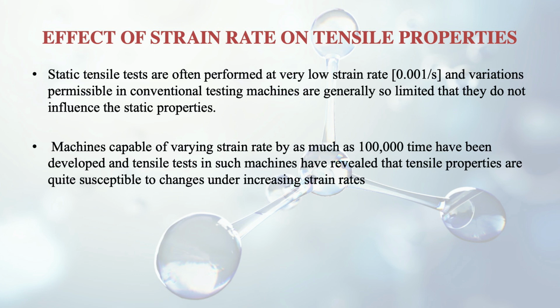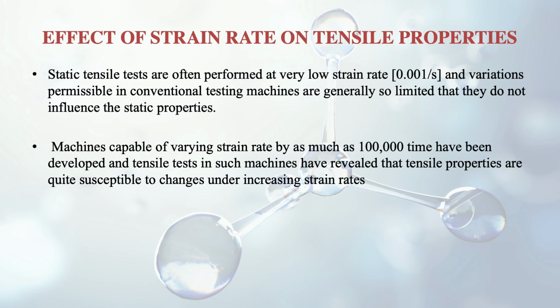Machines capable of varying strain rate by as much as 100,000 times have been developed. So this is also there, but for the tension test and compression test, we have to use machines which have very low strain rate. Tensile tests in such machines, in the higher ranges, have revealed that tensile properties are quite susceptible to changes under increasing strain rates. So as soon as this strain rate is varied, our tensile properties will get affected. So it's very important to keep the strain rate under certain limits.